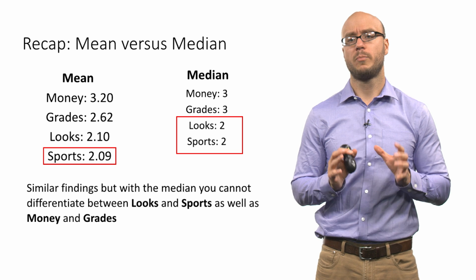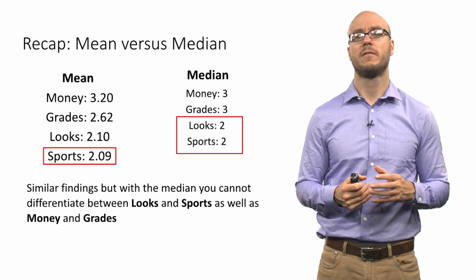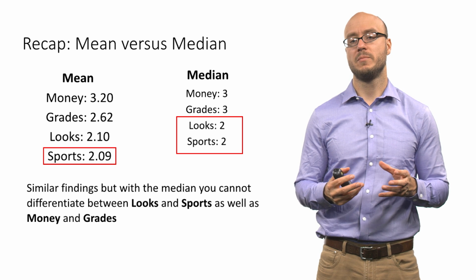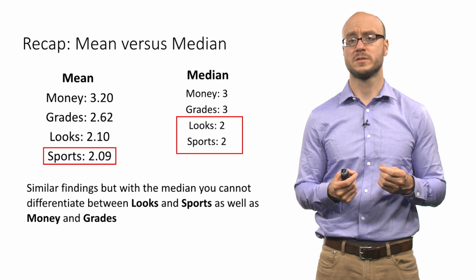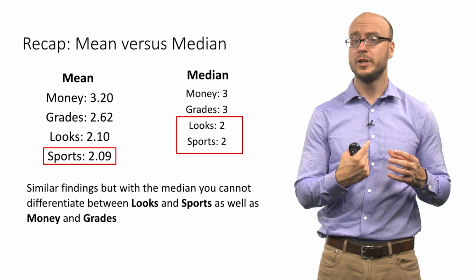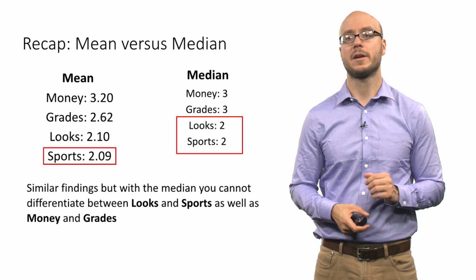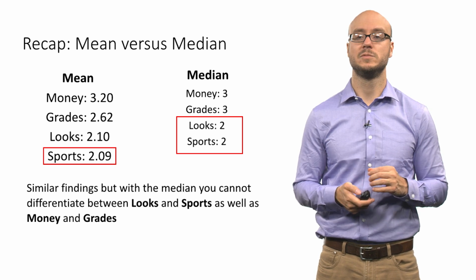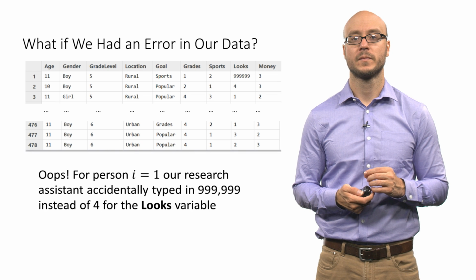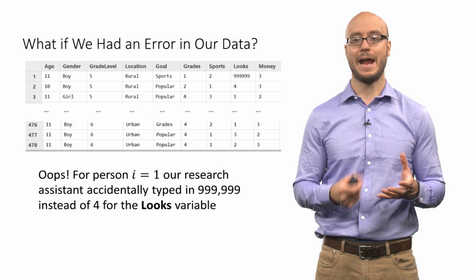So the key point here is if you compare the mean with the median, we have similar findings. However, with the median, we don't really find a difference between looks and sports in terms of importance. With the mean, we do find a very slight difference. But overall, you see a similar pattern where if you want to be popular, kids will say you should do sports.